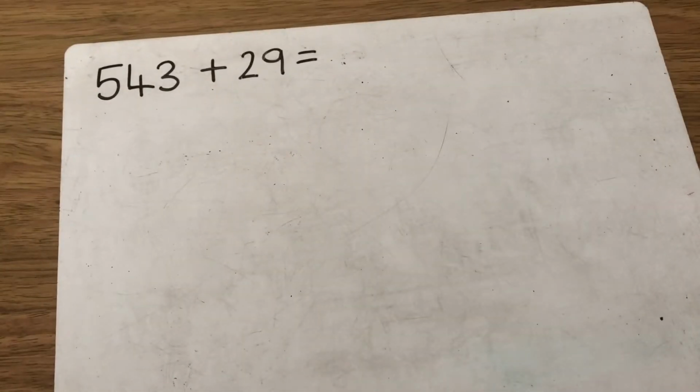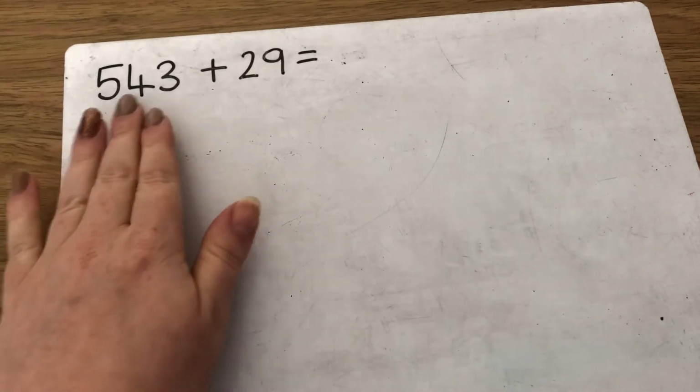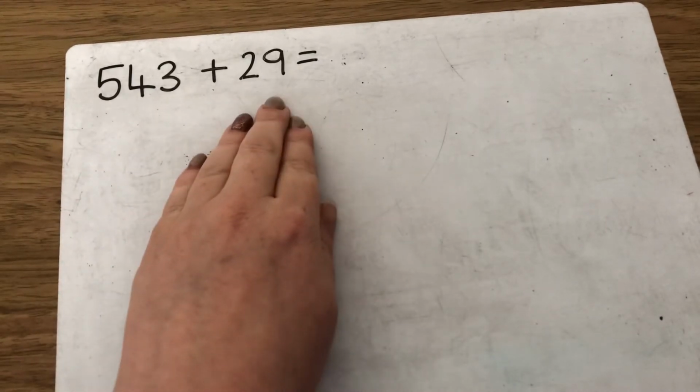So today we're going to have a look at some maths, addition, and one of the strategies that we're going to focus on is adjustment. Adjustment is when we change the number slightly to make it easier for us to add or subtract. In this case we've got 543 plus 29.